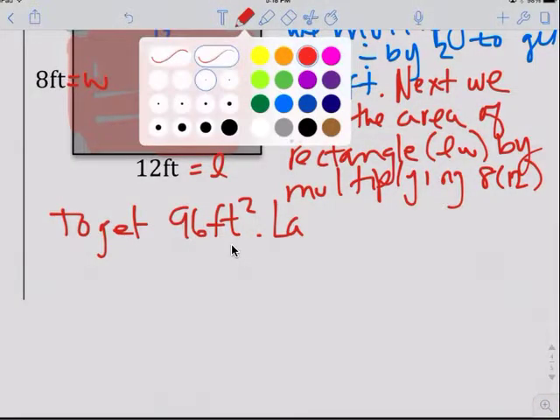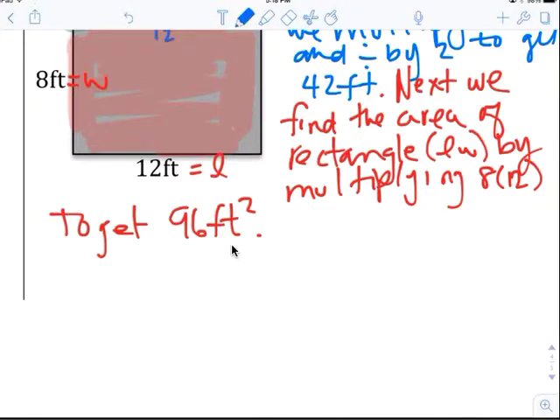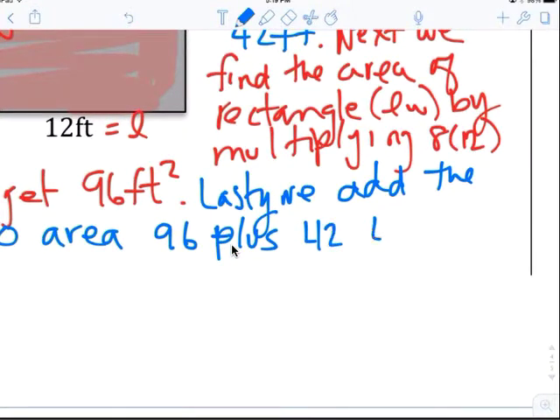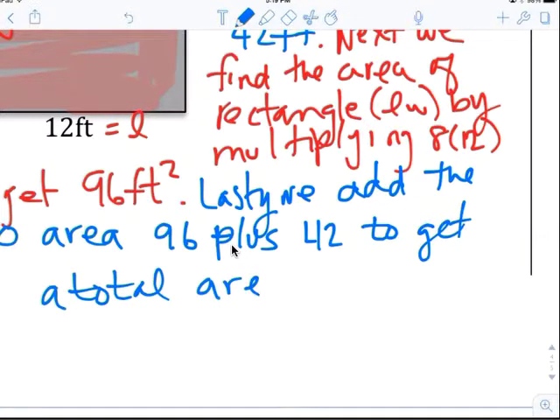Lastly, we add the two areas. 96 plus 42 to get a total area of 138 feet squared. Period.